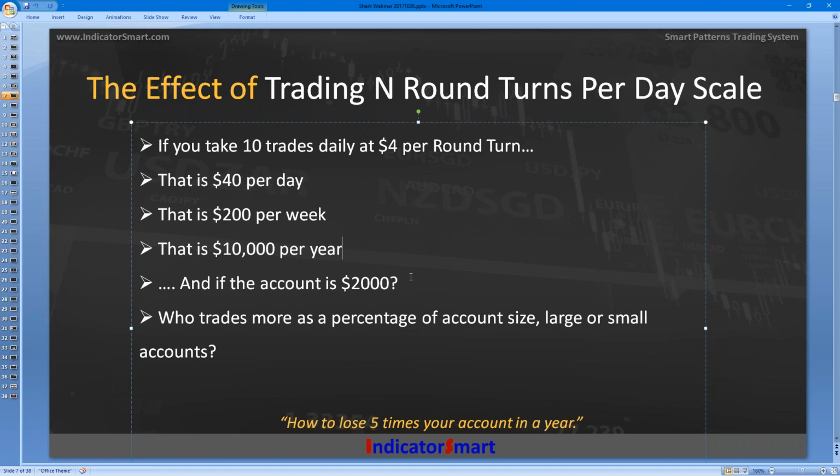And smaller accounts tend to trade more because they're trying to hit a big home run, trying to hit that big one.